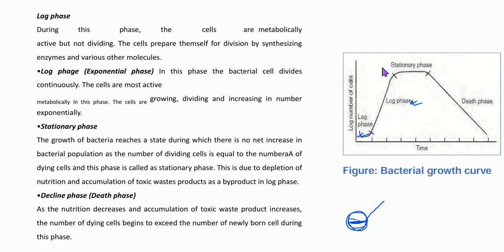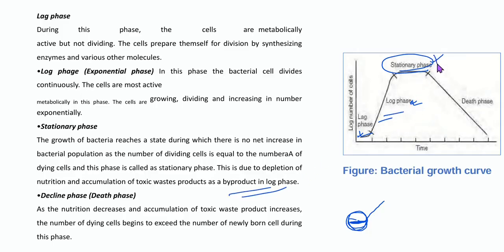And next is the stationary phase, where the growth of bacteria reaches a state during which there is no net increase in the bacterial population, as the number of dividing cells is equal to the number of dying cells. Thus, a stationary condition is established, and this is due to the depletion of nutrients and the accumulation of toxic waste products as byproducts in the log phase.